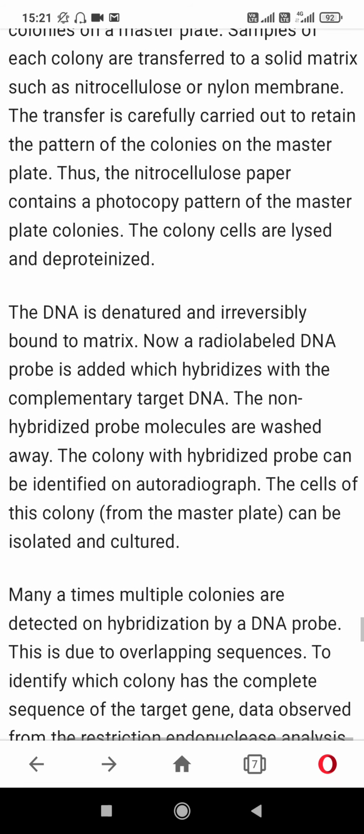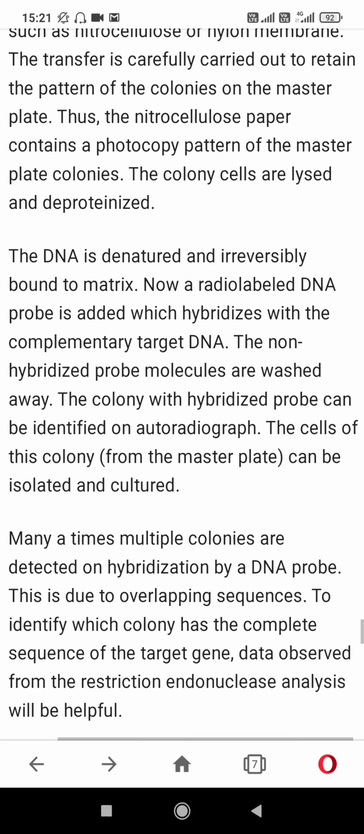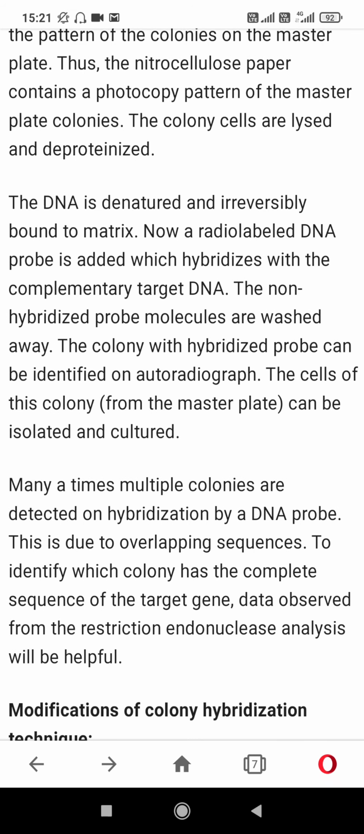The non-hybridized probe is washed away by a suitable buffer solution, and the colony of the hybridized probe can be identified on an autoradiograph film, or an autoradiograph plate better to say, and the cells of the colony from the master plate can be isolated and cultured. We can get the reference point that yes, this was the colony from where our gene of interest is there. So we do reference marking, and also we mark the colonies on the master plate, and they are further isolated and cultured.